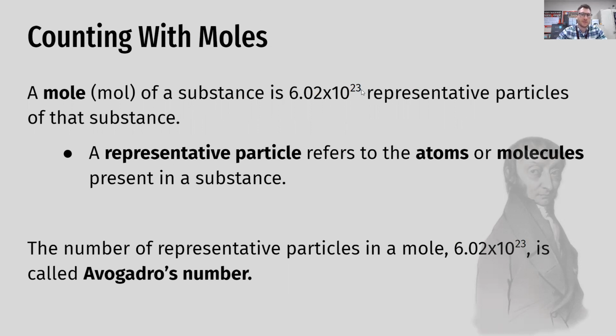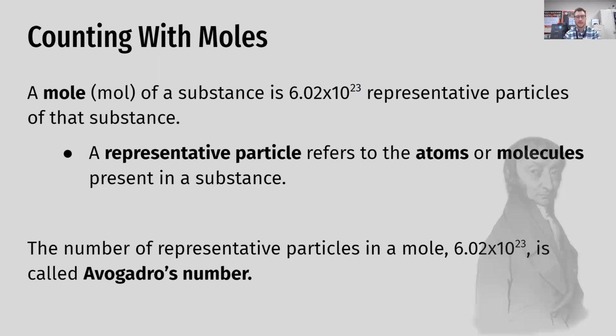If you can imagine scientific notation, this 23 means that there are 21 zeros after this 2. That's an absolutely massive number, a number so large that most of us cannot wrap our heads around it or comprehend. So a representative particle refers to the atoms or molecules present in a substance. So essentially, when you say you have a mole of something, let's just say carbon, my favorite element, if you have a mole of carbon, what that means is you have 6.02 times 10 to the 23rd atoms of carbon. Huge number. It's an insane amount.